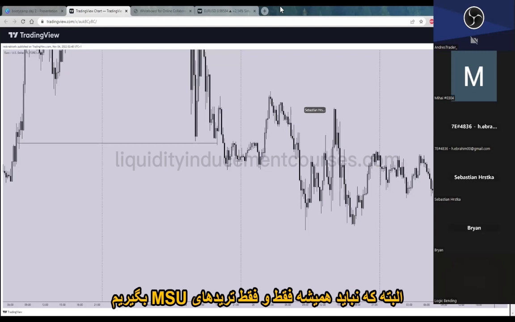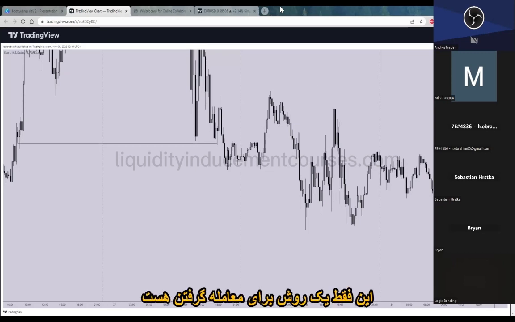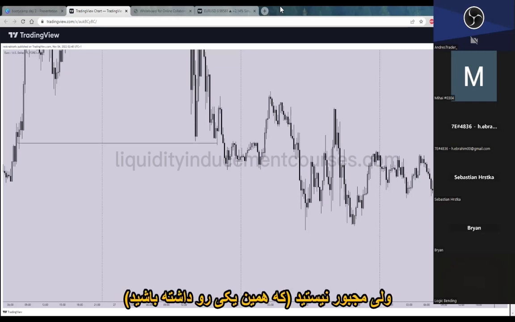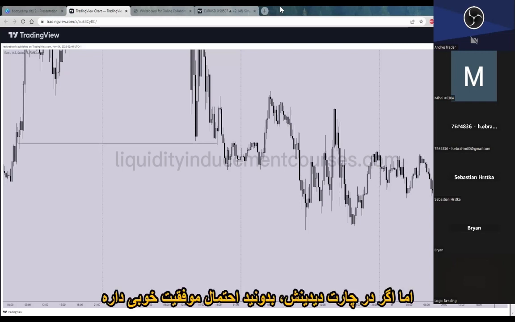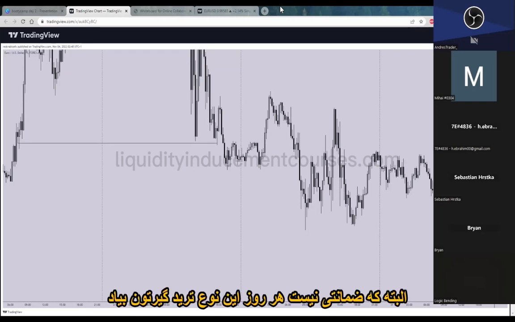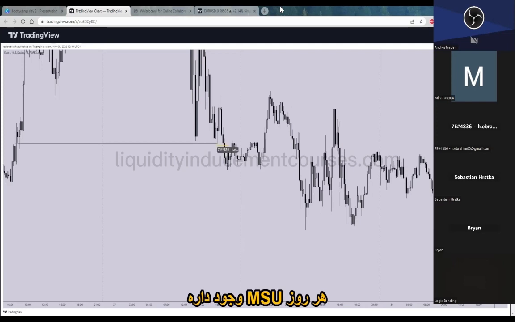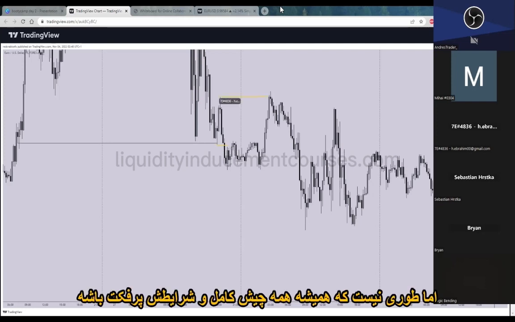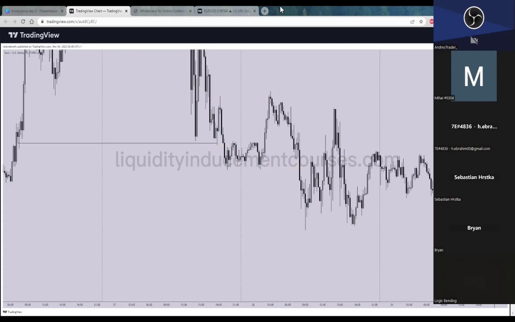Of course, it's not an obligation for us to only take MSU trades. This is one way of trading, but you don't have to. As you have seen in the recent charts, its accuracy is super high, but there's no guarantee you'll get a trade every day. There is an MSU every day, but not a perfect MSU setup with all perfect conditions. That was MSU as well.